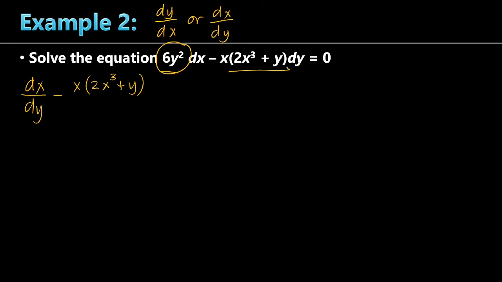So wala na yung dy kasi nga divisor na siya. Ito na siya, divided by 6y squared equals 0. Ayan. So, kung mapansin natin, ang ating dependent variable dito ay x at ang independent variable naman ay y.